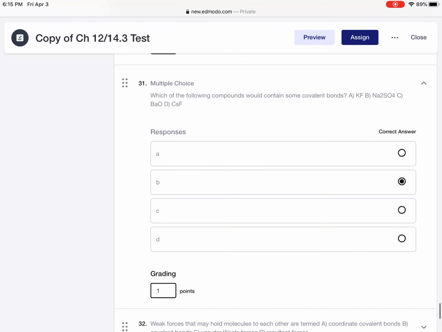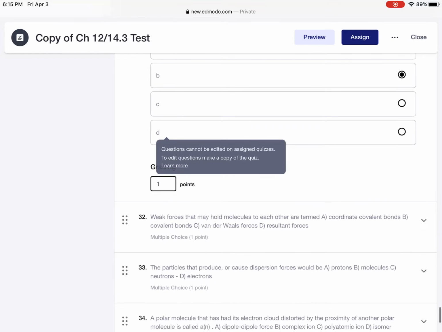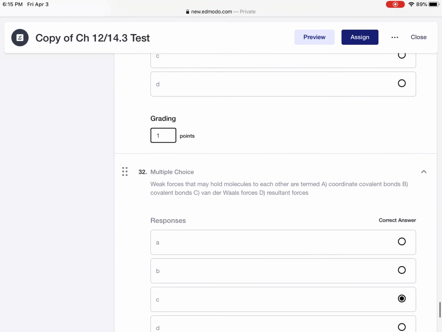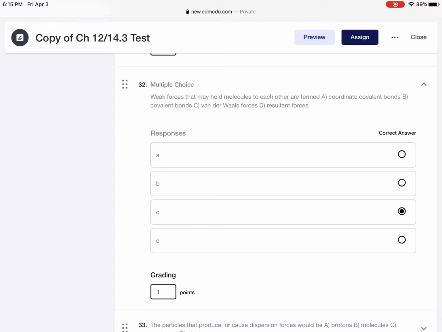31. Which of the following compounds would contain covalent bonds? Well, they all have metals and nonmetals, but the sodium sulfate, the sulfate's a polyatomic group, and a polyatomic group, remember, you have covalent bonds, even though one of them's dative, to form a charge. So the answer is B. Number 32, weak forces that hold molecules to each other are termed van der Waals forces, or intermolecular forces.